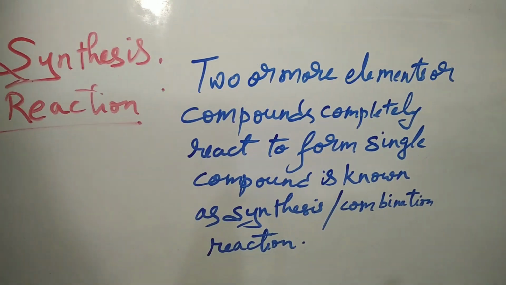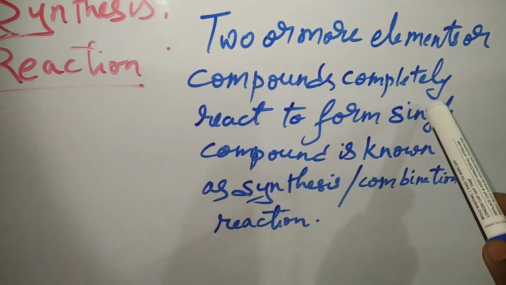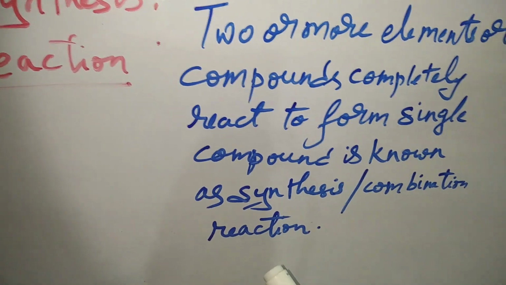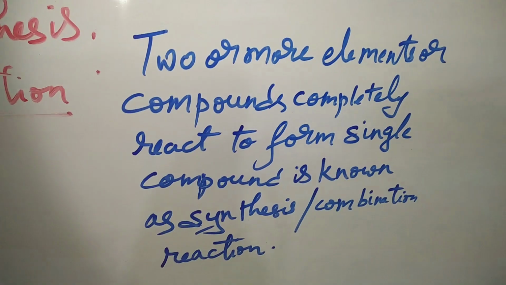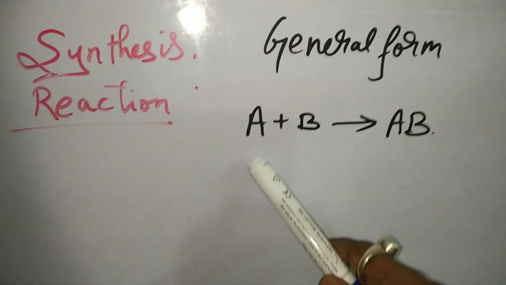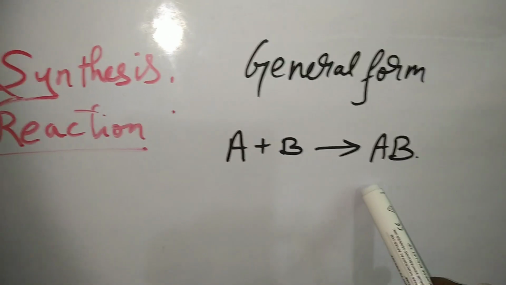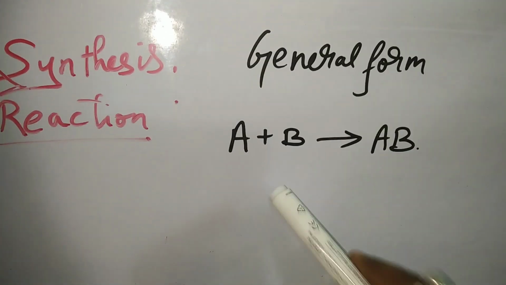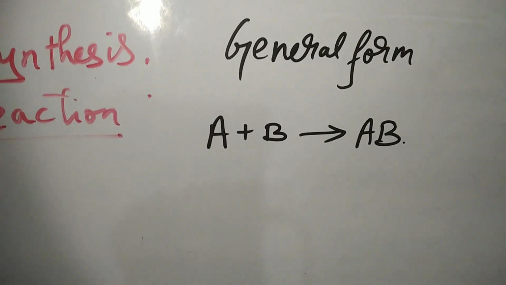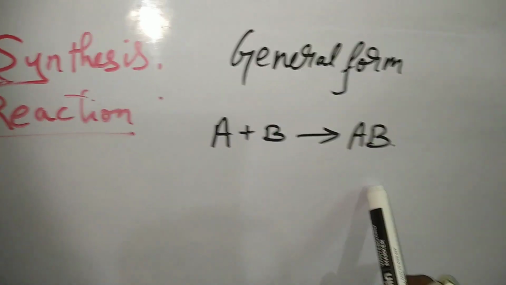So what does the synthesis reaction state? It states that two or more elements or compounds completely react to form a single compound. It's known as a synthesis or combination reaction. The general form of a synthesis reaction is A plus B yields AB. AB means a single compound. A or B can be an element as well as a compound, or it may also be one element and one compound reacting to form a single compound.